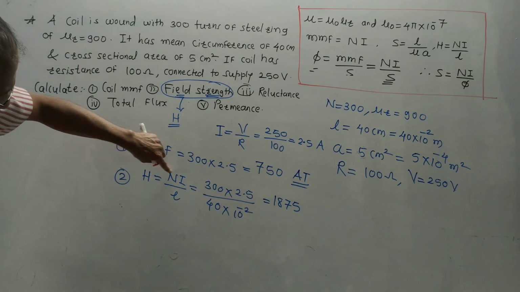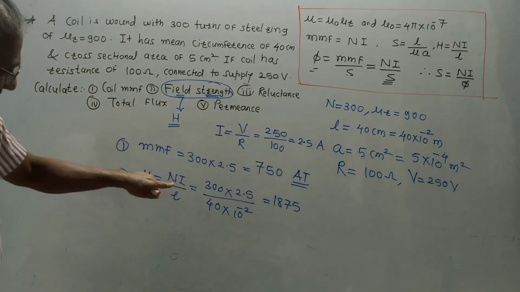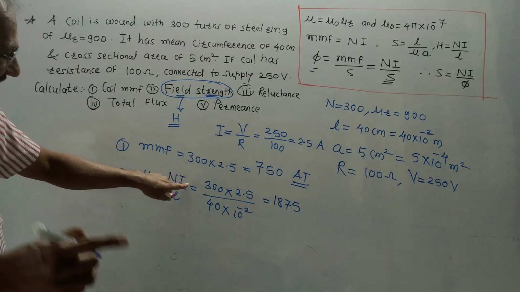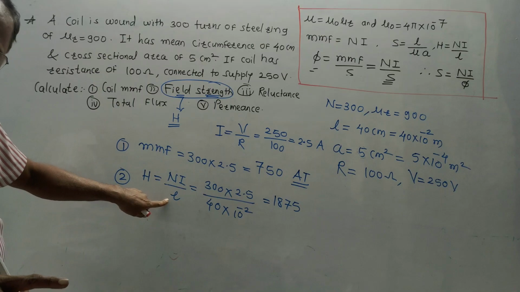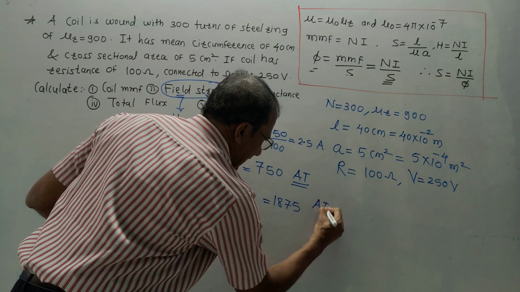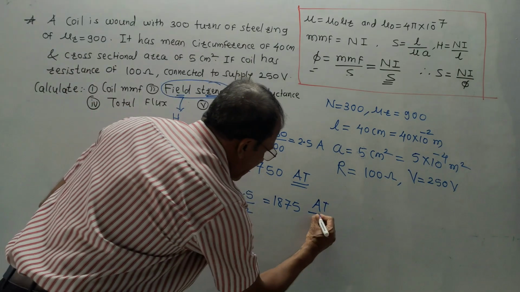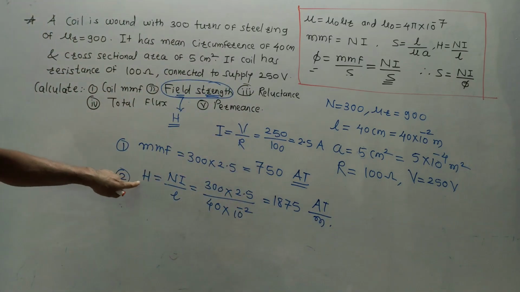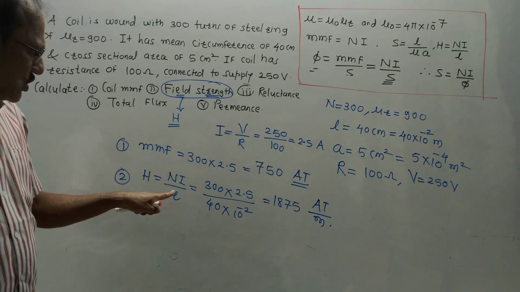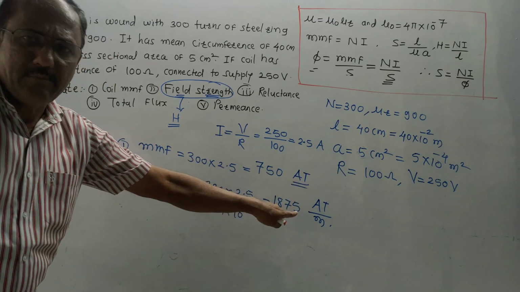Which formula I used? Ni. What is the unit of Ni? Same as unit of MMF. N is number of turns, measured in turns, and I is current, so it is ampere turn. AT divided by L, where L is the length. SI unit of length is meters, so it is AT upon M, that is meters. So this is the basic formula to calculate the value of H, which I got as 1875 ampere turns per meter.